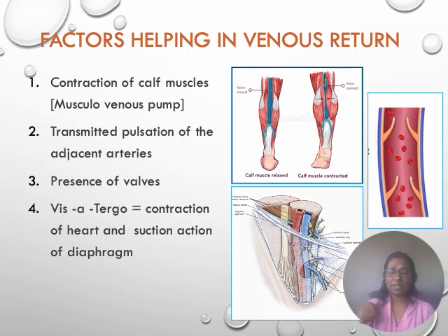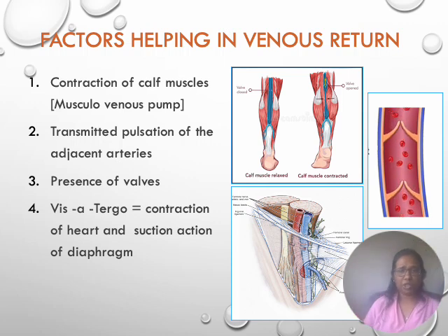The first point is contraction of calf muscles. As we learned earlier, the deep veins and the perforators pass in between these muscles, right? Whenever we are walking or jogging, there is contraction of these calf muscles, thereby squeezing the blood within these veins in an upward direction towards the heart. This is one major factor which helps in the venous return from the lower limb, and these muscles are literally pumping the blood towards the heart, hence it is called a musculovenous pump.